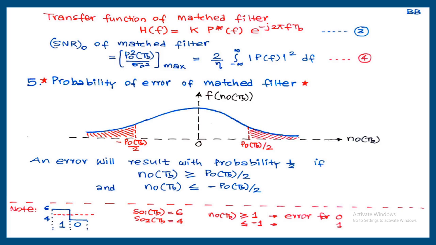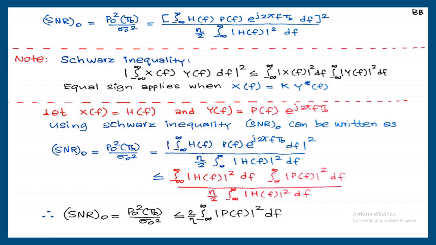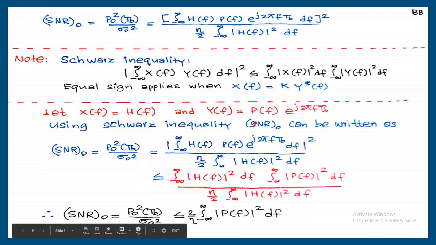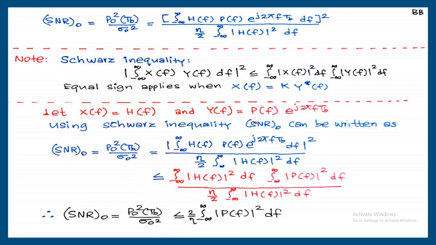Transfer function of matched filter is equal to... now what is the transfer function of the matched filter? For that, I just want to verify the previous slide. Now SNR output is less than or equal to some quantity, like x less than or equal to 3. So what is the maximum value of x? The maximum value of x is equal to 3. When will you get that maximum value? If the sign is equal sign.